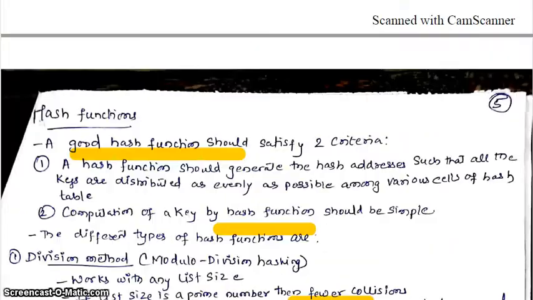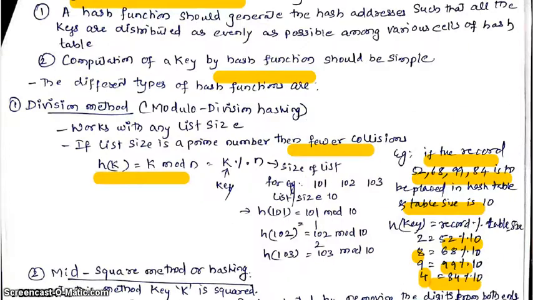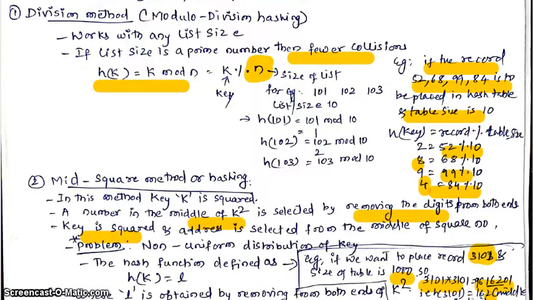So this is with respect to the hash function. The first function is the division modulo method, or modulo division method. So we are taking the modulus operator here, and considering the size.